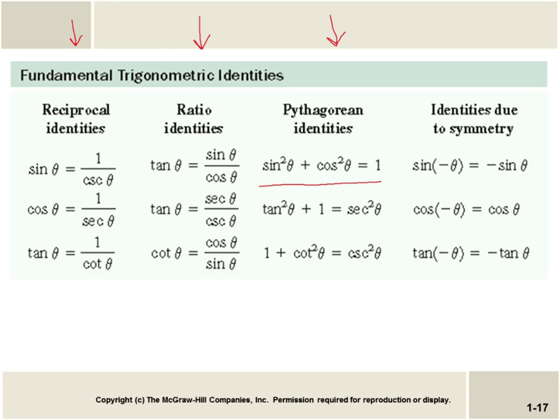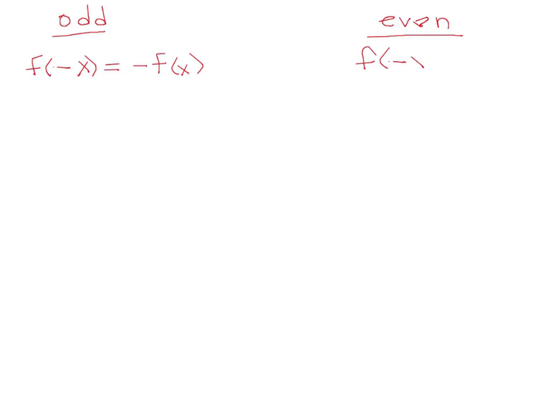Now the last one is our symmetries. So how do I do symmetries? Well, does everybody remember back in the old pre-calc days when we talked about odd and even functions? Actually, we talked about this already when we talked about graphs, right? So odd functions are f of minus x is equal to minus f of x. And our even function is f of minus x is equal to f of x, right?